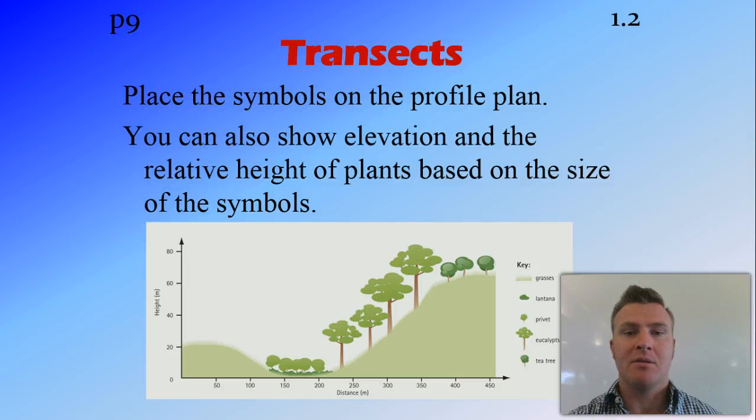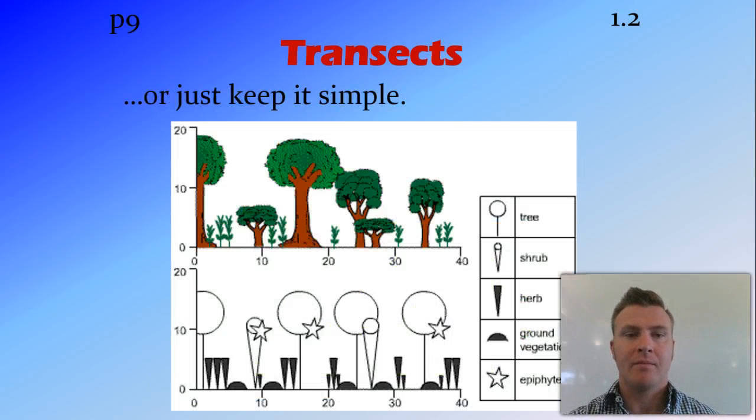We then place those symbols on the profile plan, and we can also put on the elevation, as you can see here, as well as show the relative height of plants based on the size of the symbols. So if it's a big eucalypt, it'll be a bigger symbol than a small eucalypt, for example. As I said before, you don't need art skills for this. You can just use symbols. And you can still, with your symbol, show that one tree is bigger than another tree just by having that symbol a bit above the symbol next to it.